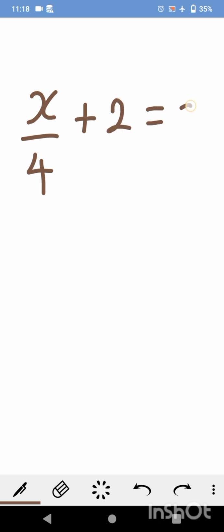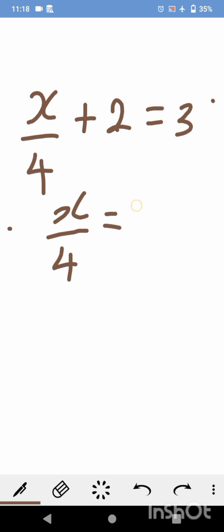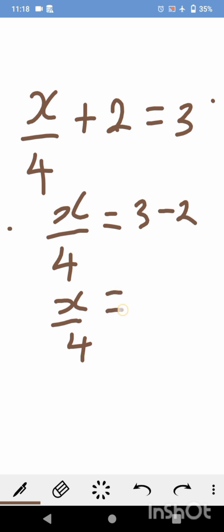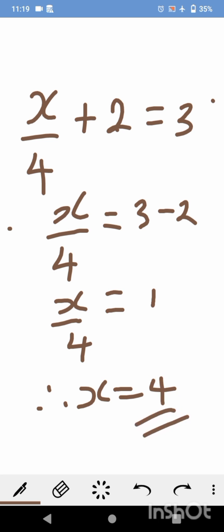That will have x over 4 plus 2 equals 3. And in this case, we can move the plus 2 to the right hand side and cross multiply. So x over 4 will be equal to 3 minus 2. So we'll have x over 4 be equal to 1. Obviously, our x has to be equal to 4. Don't need to overstress this because it's 4 divided by 4. That will give you 1. So our x has to be 4.